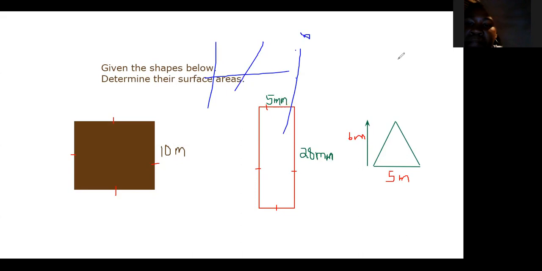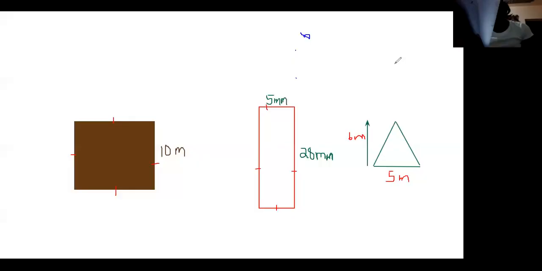Okay. Which is there. So that's the answer? Yeah, that's the answer. Correct. You're correct. Remember the unit. It's meters squared, all right?